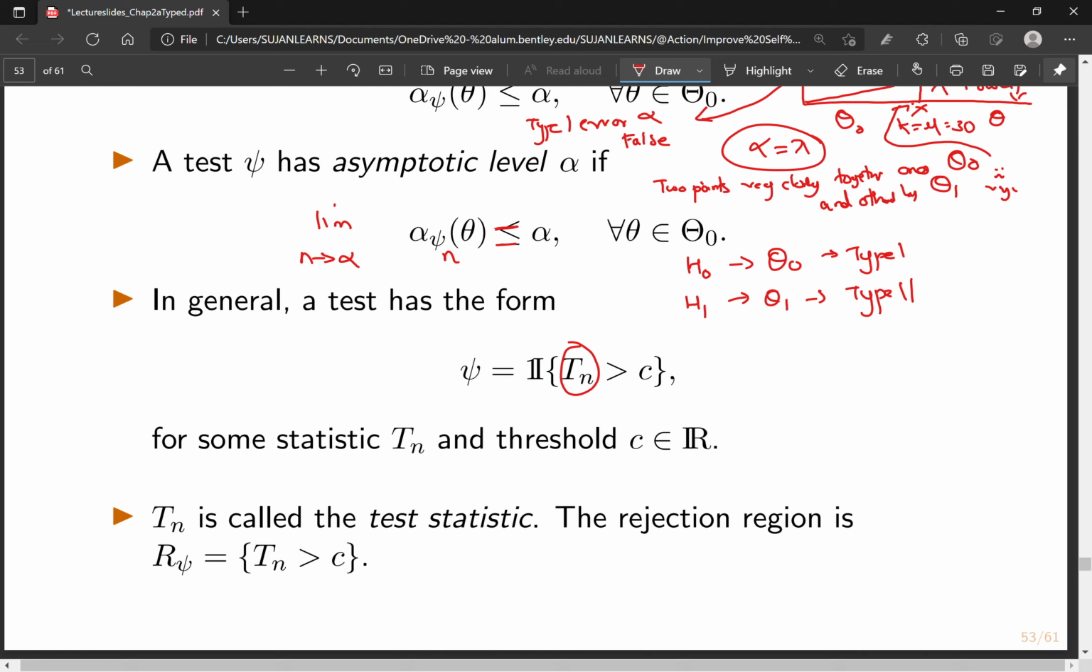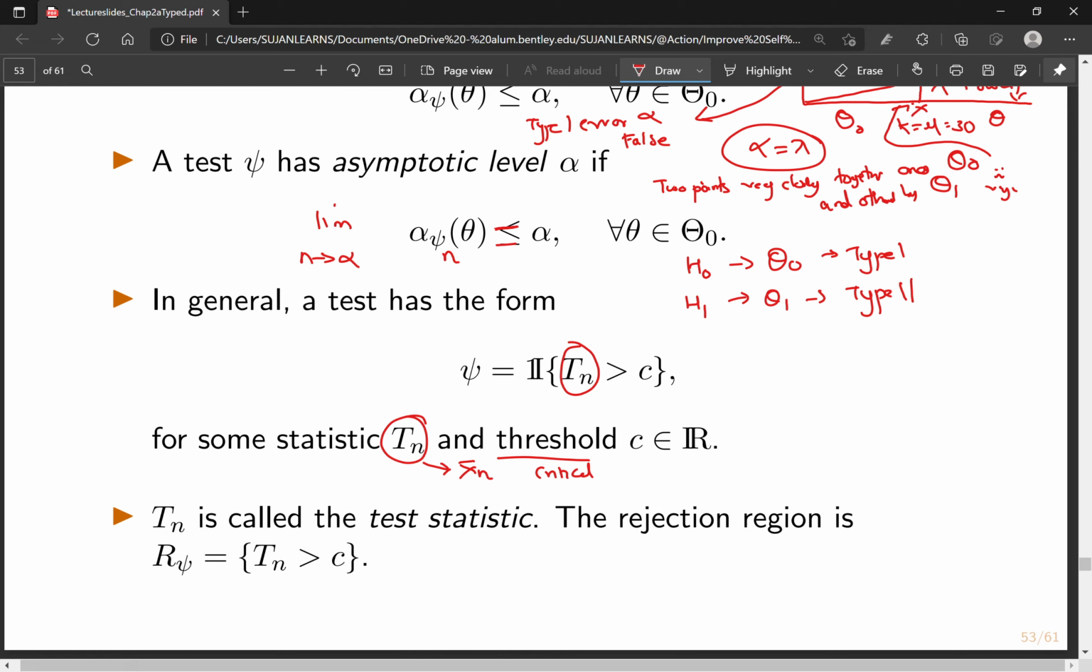Isn't that right? Yes, it is. And Tn is some test statistic. It is derived by using some xn bar and a threshold, some critical value C, and that's how we derive a test based upon some statistic, which is called the test statistic.